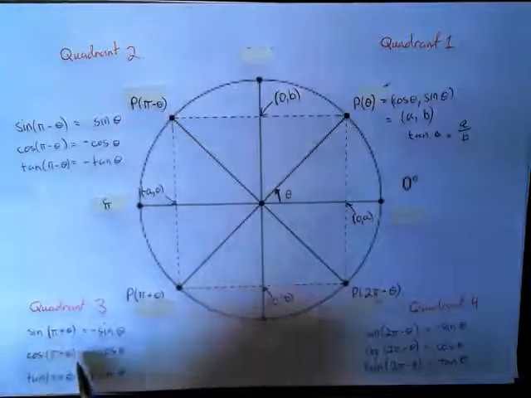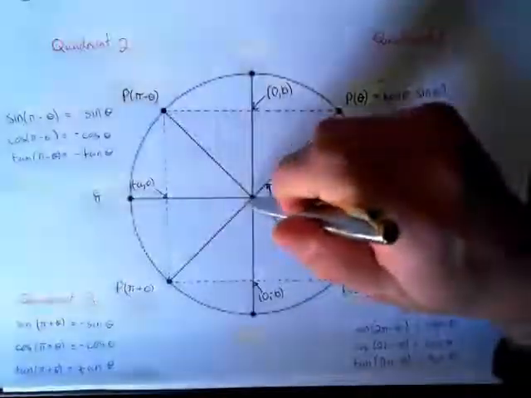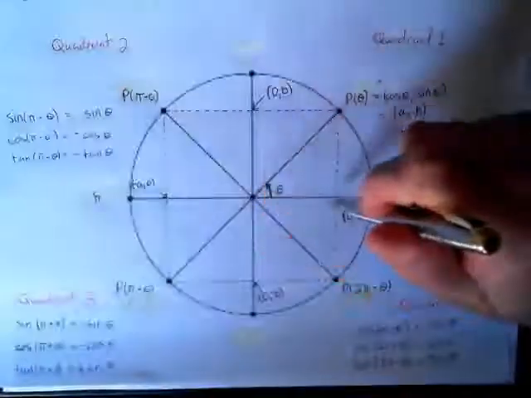Cos of pi plus theta is the negative of cos theta, because this value here is the negative of this value here.